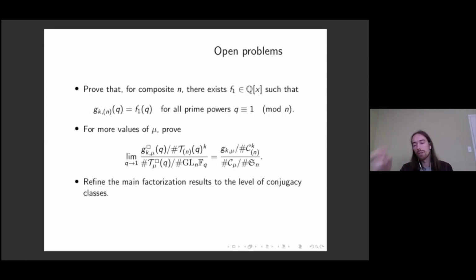This is something I also alluded to at some point. I would like to refine this main factorization result to the level of conjugacy classes. Like in Stanley's result, because C_mu is a conjugacy class, you can divide by the size of C_mu and get factorizations of a fixed element into products of n cycles. But because cycle type in GL_n(F_q) lumps together conjugacy classes, I can't achieve the same effect.